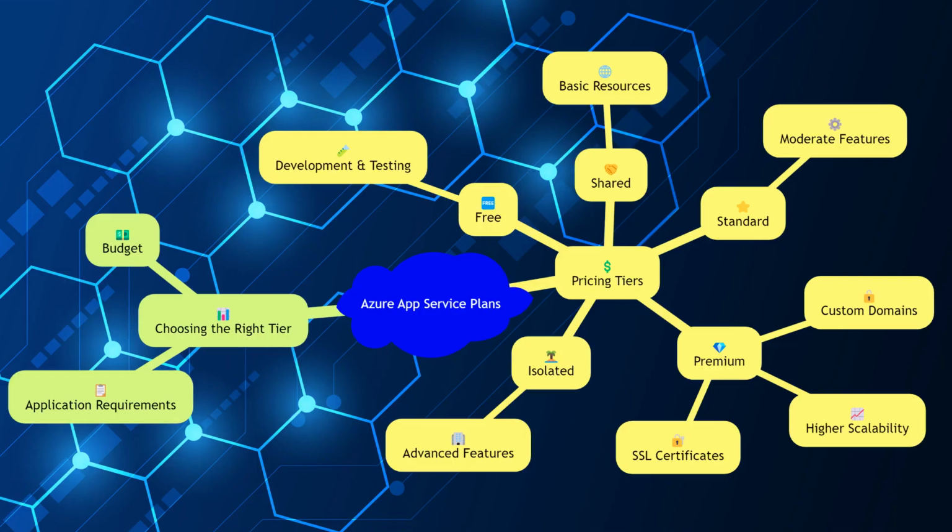Azure offers several pricing tiers for app service plans, ranging from free and shared, basic tiers, to standard, premium, and isolated, advanced tiers. Each tier provides different levels of resources, features, and scaling capabilities. For example, the free tier is suitable for development and testing, while the premium tier offers advanced features like custom domains, SSL certificates, and higher scalability. Choosing the right tier depends on your application's requirements and budget.